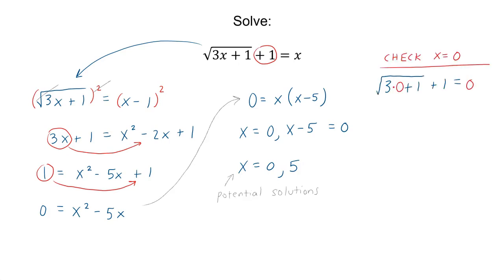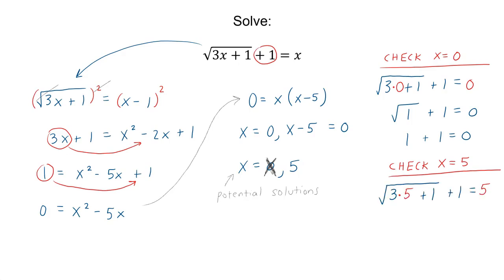So everywhere we see x in the original equation, we're going to substitute in 0. That gives us the principal root of 1 plus 1 equals 0. The positive square root of 1 is 1, so we have 1 plus 1 equals 0. Well, that's 2 equals 0. That's a false statement. So that tells us that the potential solution of x equals 0 is an imposter. It's an extraneous solution. So we have to drop it from our list of solutions because it is not a solution to this equation. Now let's check x equals 5.